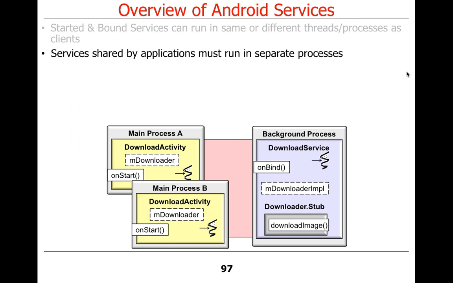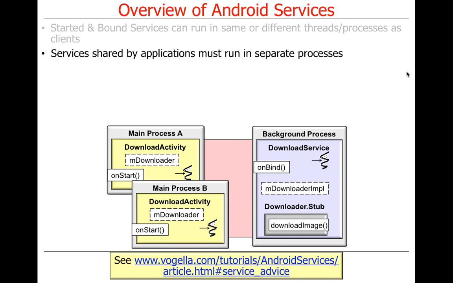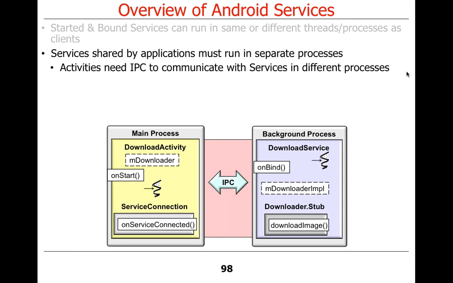As we said, services that are shared by applications have to run in separate processes. So if you have multiple applications with different activities or different versions of the same activity and so on, they have to run in separate processes. And there's a nice tutorial here by Lars Vogel, who has a whole bunch of cool tutorials on Android, and he has one about services that you might want to take a look at.